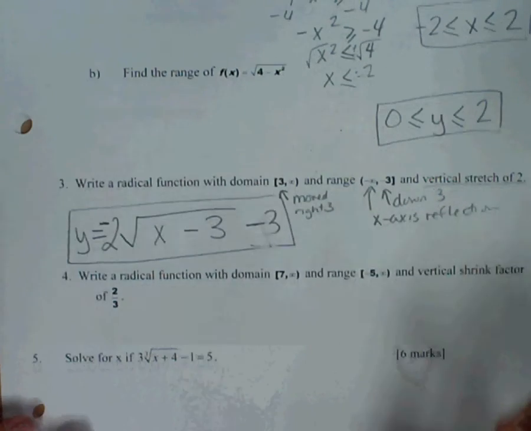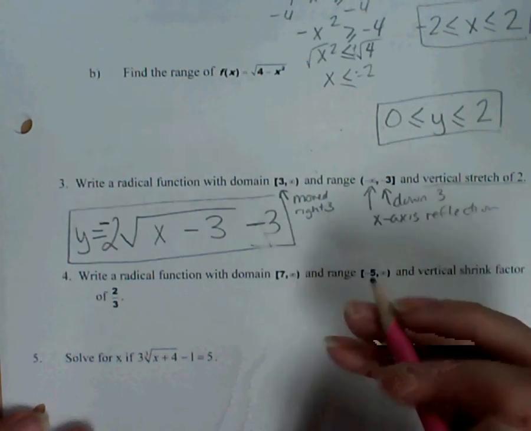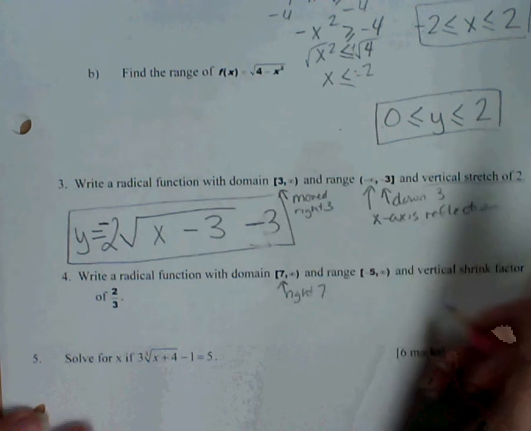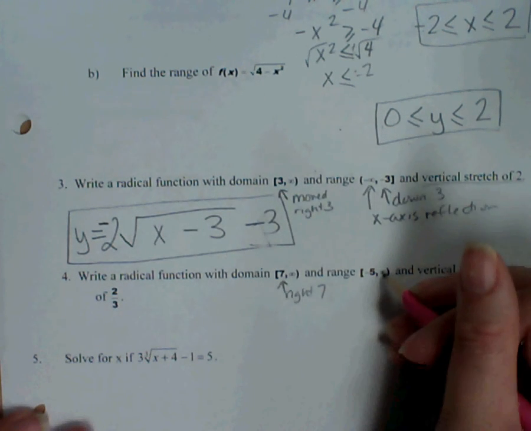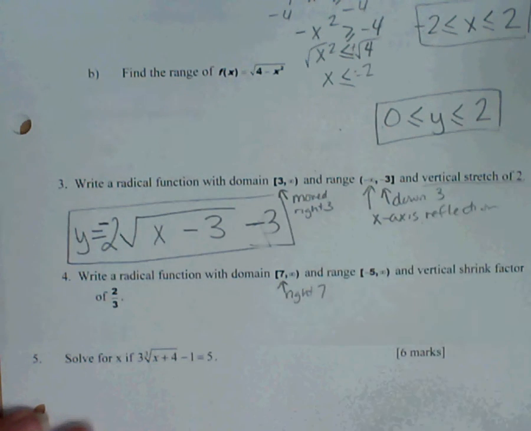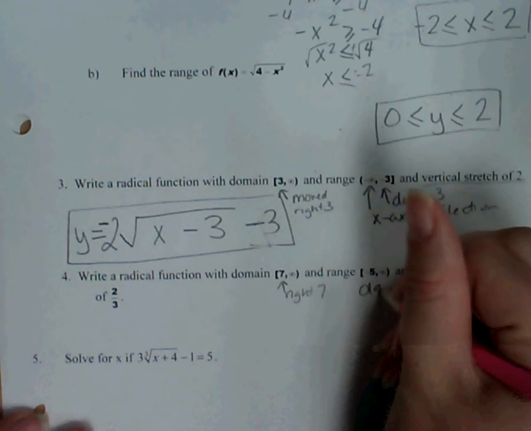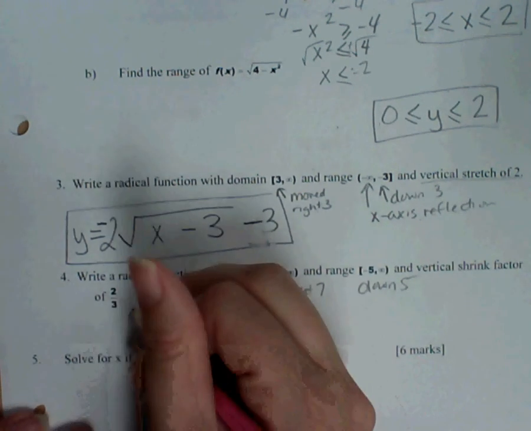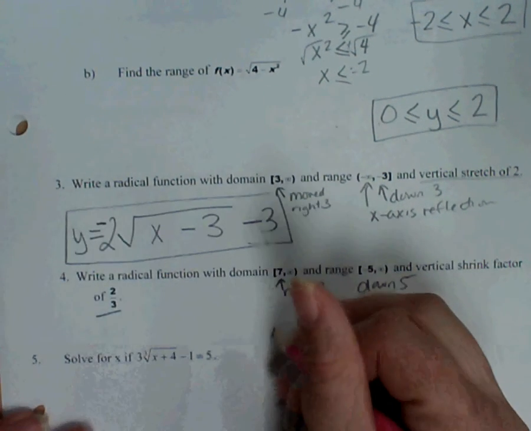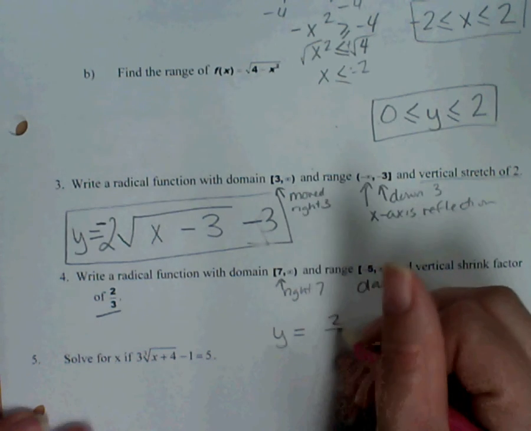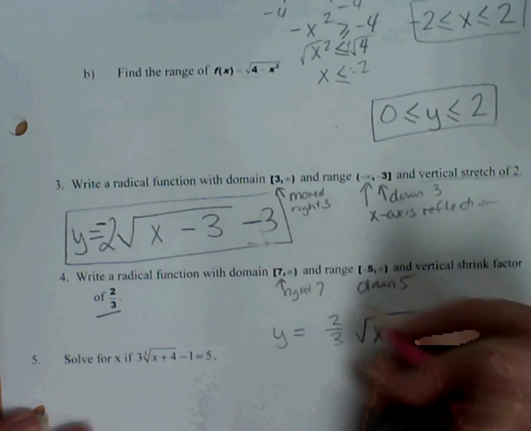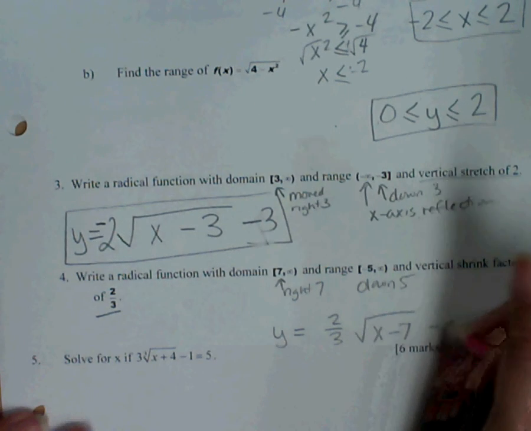Number 4, write a radical function with a domain of x greater than or equal to 7. So this one moved right 7. Range from negative 5 to infinity. So this one hasn't been flipped. It has moved down 5. And a vertical shrink of 2/3. So I'm going to have y is equal to 2/3 square root of x minus 7, minus 5.